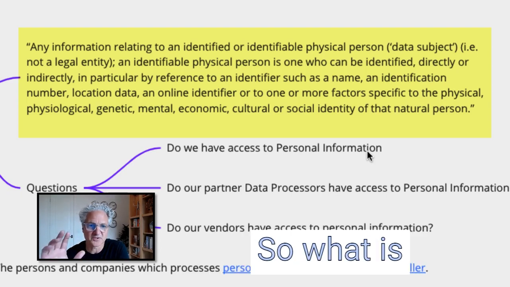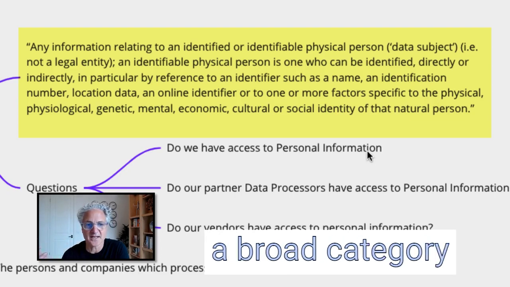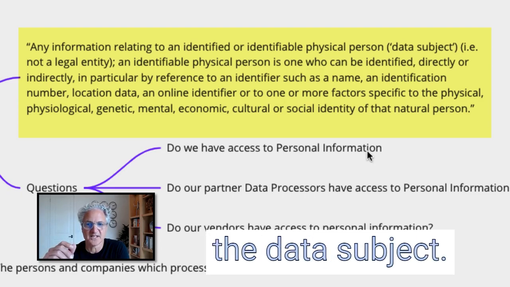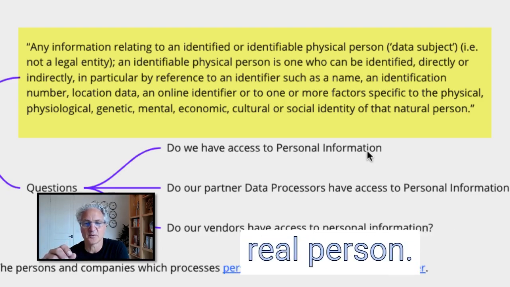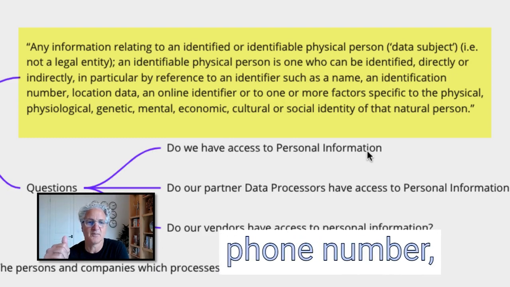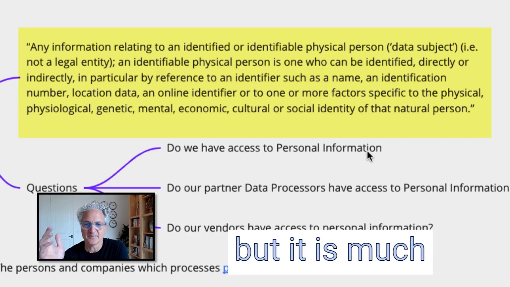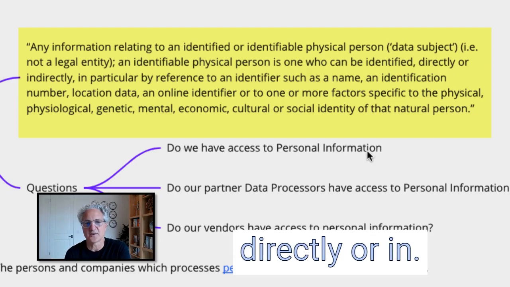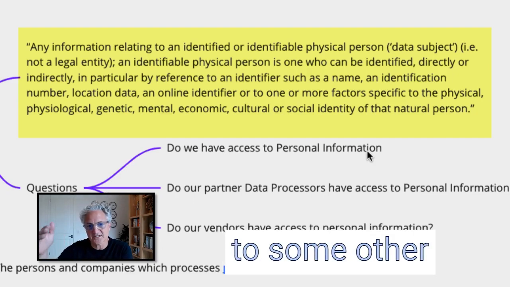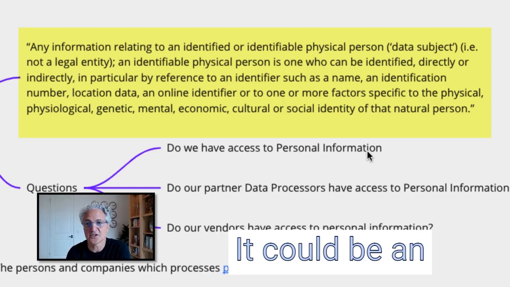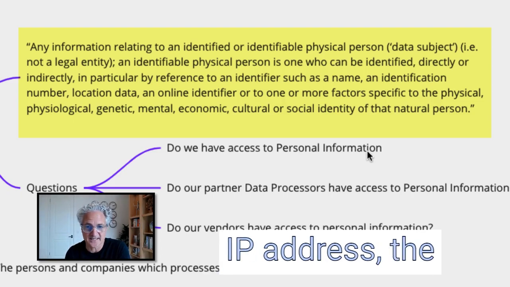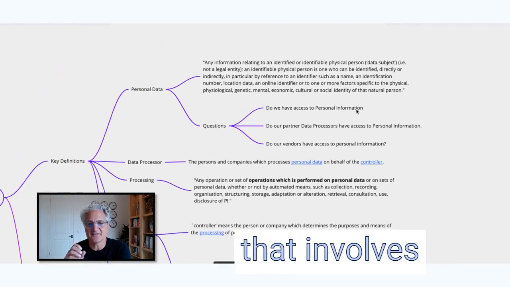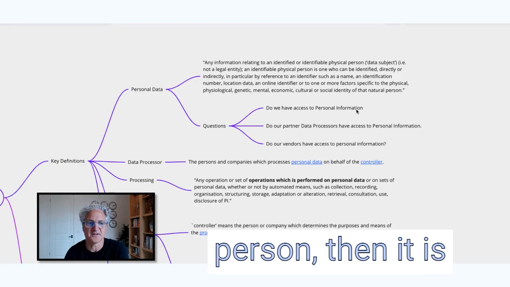So what is personal data? Personal data is a broad category of data that is going to identify a real person, the data subject. Anything that will identify a real person, so that could be email address, phone number, physical address, but it's much broader than that. So it's any data that directly or indirectly or in reference to some other data could identify a person. Could be an IP address, the connection that they have to the internet. If it's data that involves the identity of a physical person, then it is personal data.